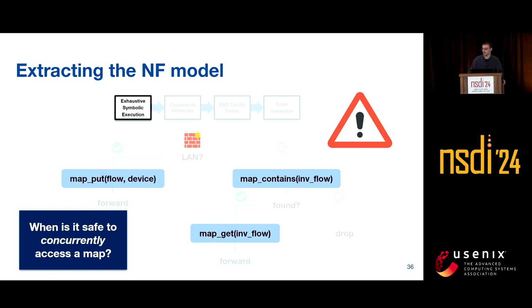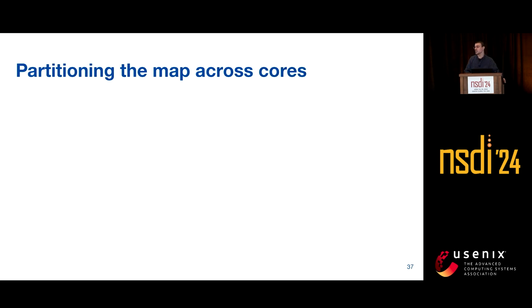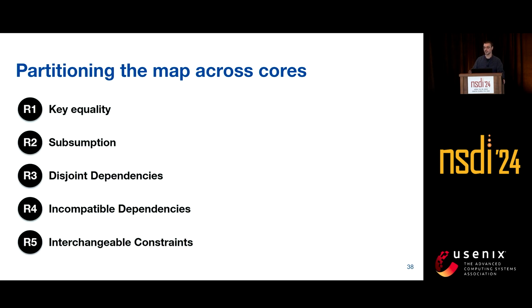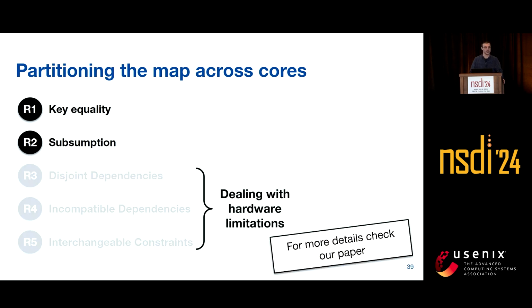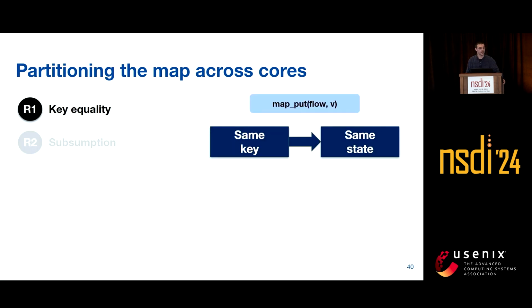So when thinking about parallelization, only the stateful operations really pose a problem. Because our firewall uses the map data structure, we need to think carefully about when it is safe to concurrently access a map without using synchronization. So our goal is to partition the map across cores without using synchronization. To do this, we provide 5 insights on how this could be done. In the interest of time, I'll only be addressing the first 2. I invite you to read our paper to find out more about the other ones that basically deal with hardware limitations.